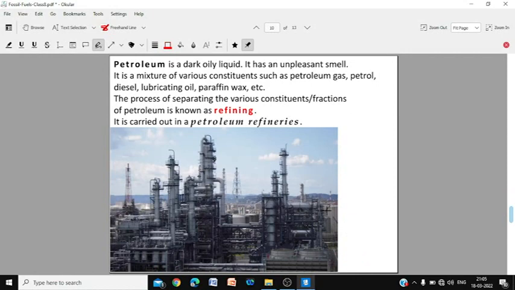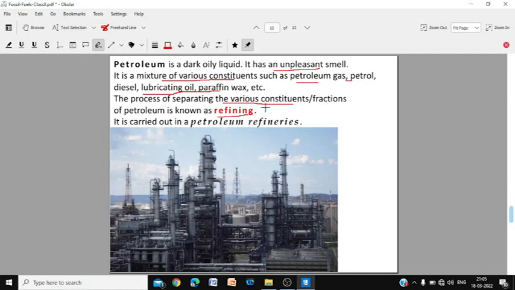Petroleum is a dark oily liquid. It has an unpleasant smell, a very bad smell. It's a mixture of various constituents: petroleum gas, petrol, diesel, lubricating oil, paraffin wax. These constituents are called fractions. The process of separating the various fractions or constituents is called refining.